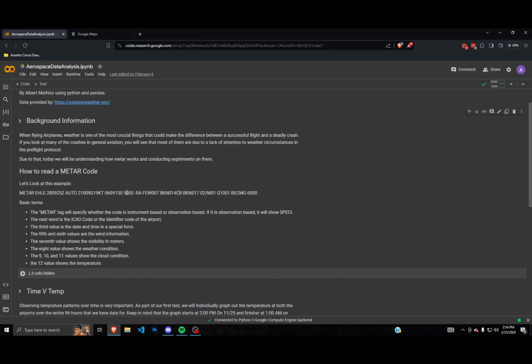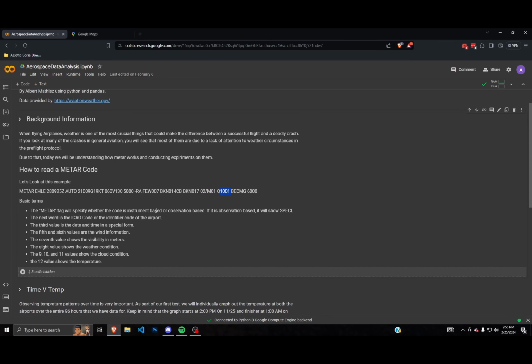Seventh shows visibility in meters. So at this airport, it would be 5,000 meters. The eighth value shows you the weather condition, and there's a bunch of different words for weather condition. Then the 9th, 10th, 11th show cloud condition, and the 12th shows the temperature, and then so on and so forth.